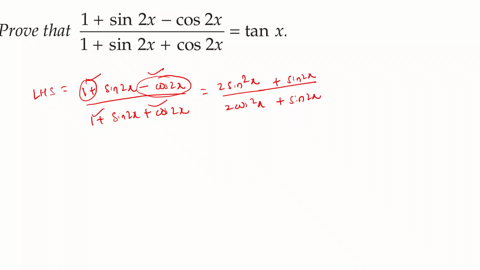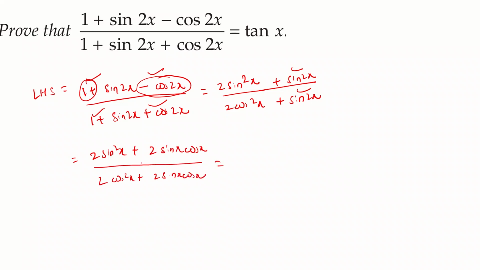Okay. Now sine 2x can be written as 2 sine x cos x. So let's write it down. So 2 sine square x plus 2 sine x cos x, and in the denominator as well, 2 cos square x plus 2 sine x cos x. Now we can take something common, right? So in the numerator we have 2 sine x common.